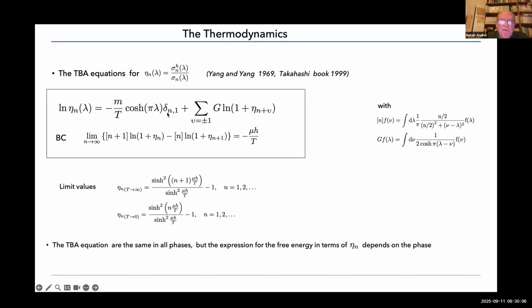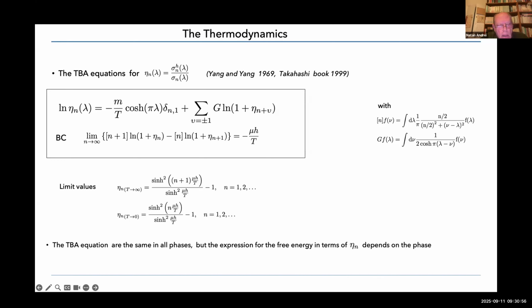And since we have only one flavor, it is at level 1. A sum over plus minus 1 because we have left-right movers. G, which is the standard operator, acting on log of 1 plus eta n plus v, and a boundary condition which tells us how the eta n's are going to behave in the limit where n goes to infinity. N really labels the spin of the string of length n. So from here, we can get limit values for high temperature and low temperature of eta n, which take these values, which I'm going to use later on.